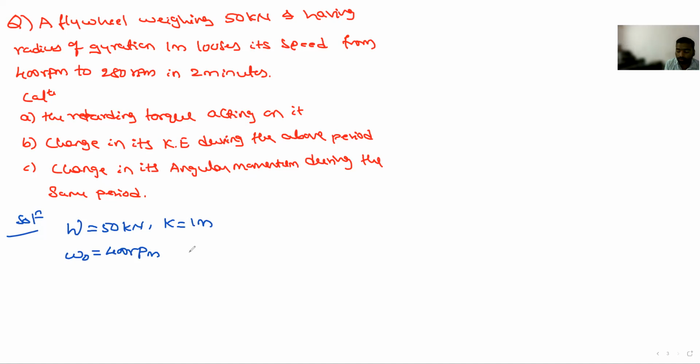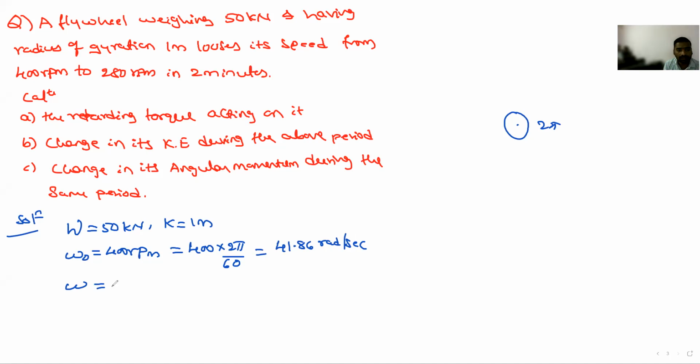How to convert that RPM into the radian per second? See, one rotation is equal to how much? 2 pi, correct? So can I multiply this by 2 pi? Then per minute is there. How to convert a minute into 60 seconds? Divided by 60. So what is the answer? Calculate. Then final angular velocity, omega. 41.86. Unit: radian per second. Okay. RPM converted to radian per second.